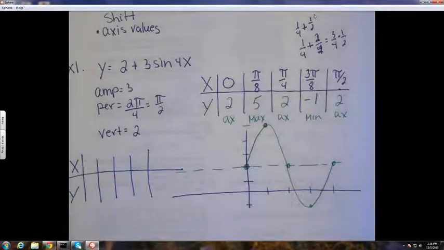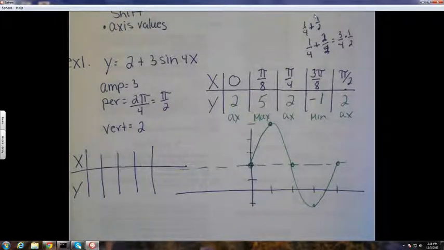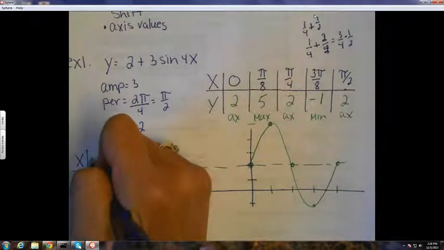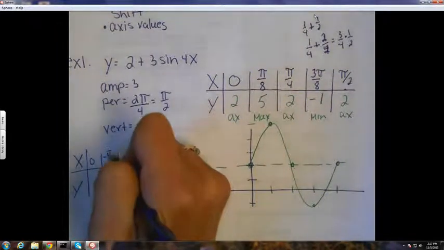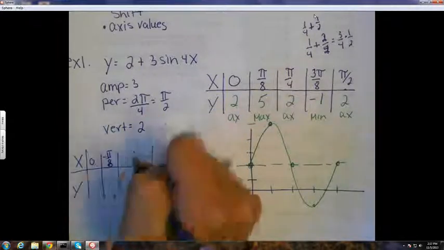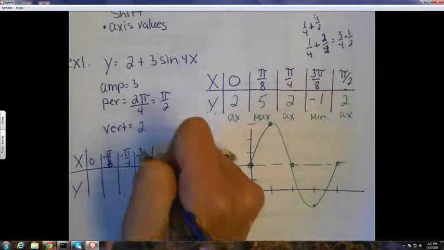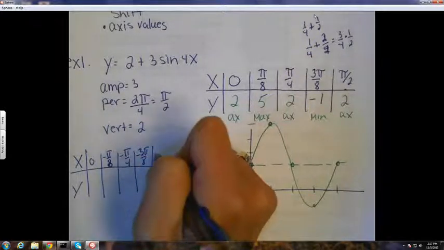How are the x values different in the second table? They're all just the negatives, the opposites of what the first ones were. So 0, negative pi over 8, negative pi over 4, negative 3 pi over 8, and negative pi over 2.